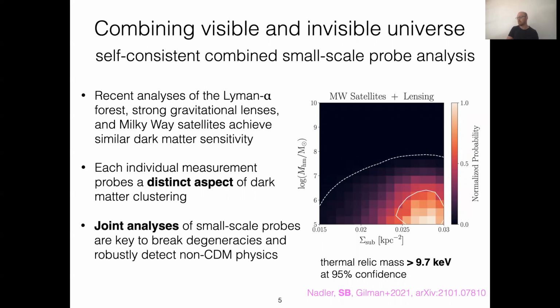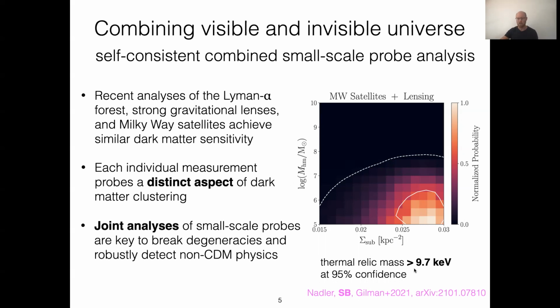This is work led by Ethan Nadler at Stanford, with myself and Daniel Gilman and others contributing to both sides of the probe. And this joint analysis pushed the limits to 9.7 keV at 95% confidence. So just to highlight here the opportunity we have when combining different probes. What we haven't combined in this picture is Lyman alpha forest, for example, or other small-scale structure probes such as stellar streams. And we push towards a combined probe analysis. So that's on the dark matter side.